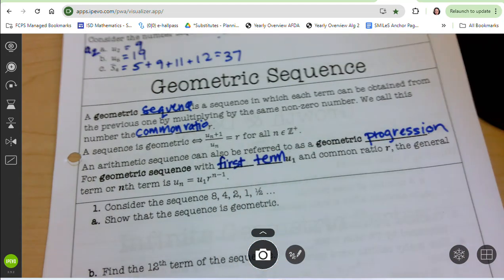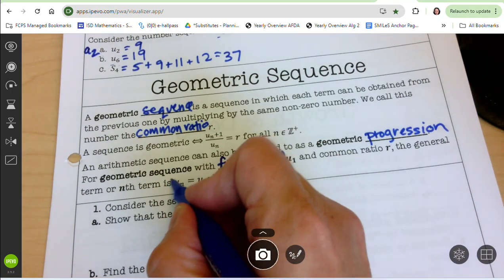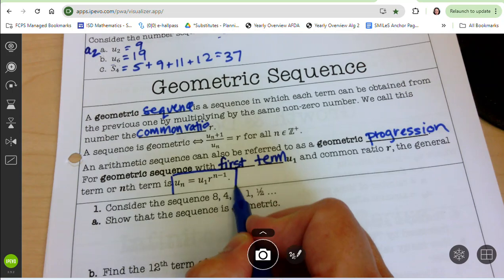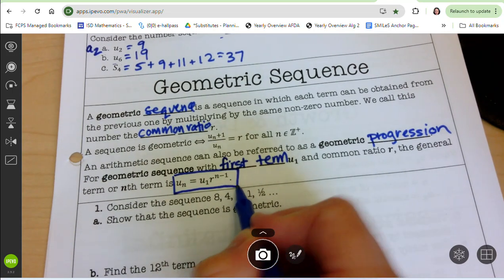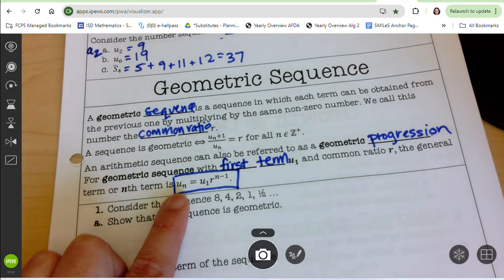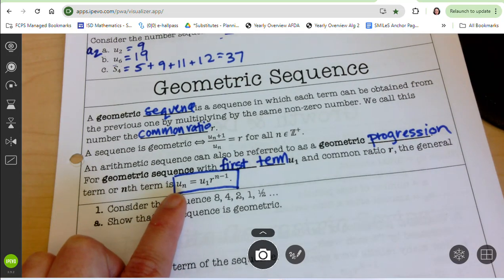All right, and you can find any term with this formula right here. So this is an important formula. So if I wanted to find the 100th term, that would be u sub 100.